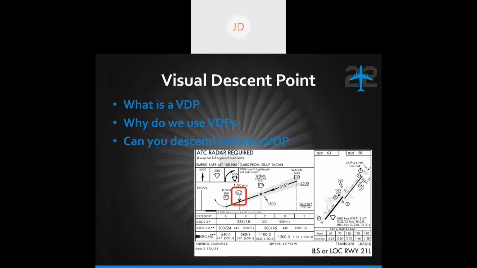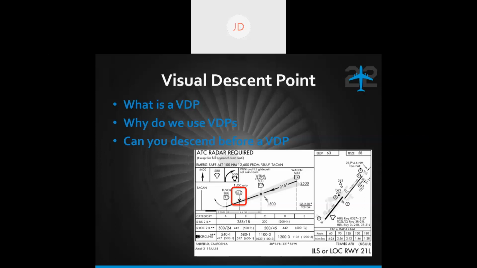Hey, so VDP is a visual descent point. We use VDPs to basically get us from the MDA down to the runway at a nice 3-degree glide path. You can descend before a VDP, but you shouldn't. Well, the 217 says you shouldn't. And then you can descend afterwards as well, but basically not if you can't keep the runway in sight. And I think it says attain a safe glide slope to the runway.